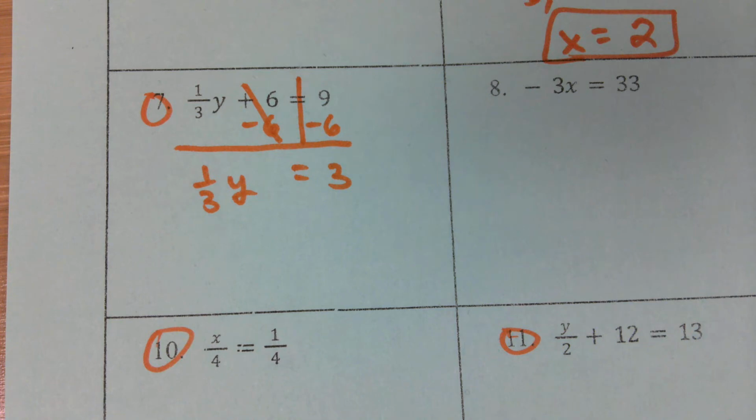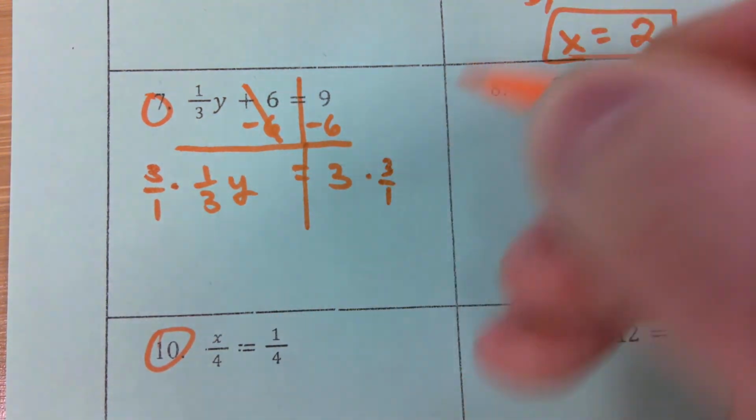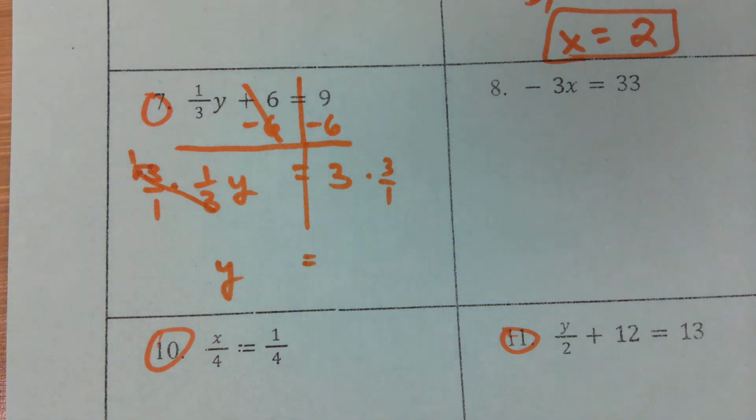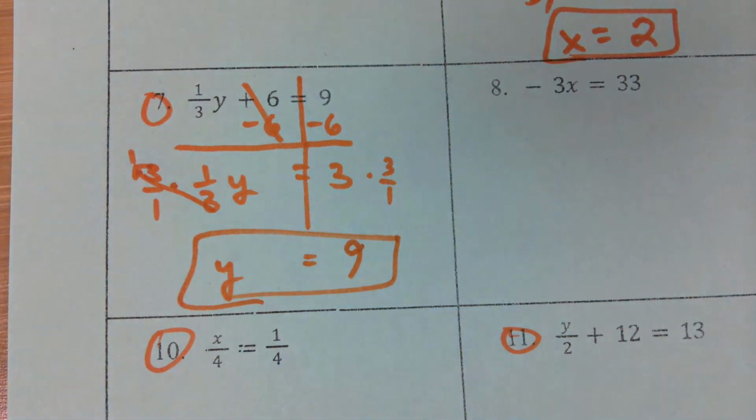And what do we do next? Who can help me with my next step? What do I have to do? Jordan, you want to help us out? Multiply both sides by 3 over 1. Beautiful. We're going to multiply both sides by the reciprocal of 3 over 1. It's going to get these to cancel to 1, leaving us with y equals, what do we have on the right? 3 times 3? That's going to give us 9, right? And our y value here is equal to 9. Not too bad. Could be worse.